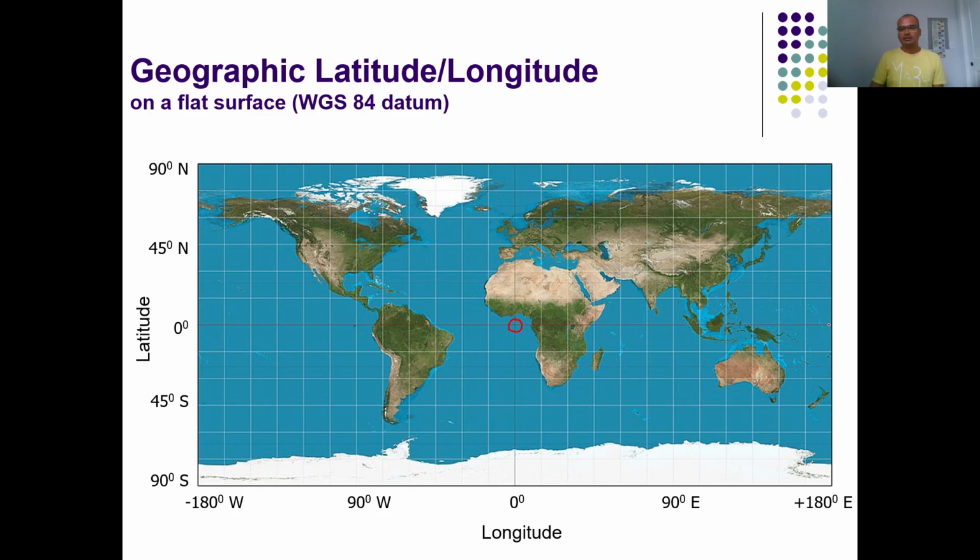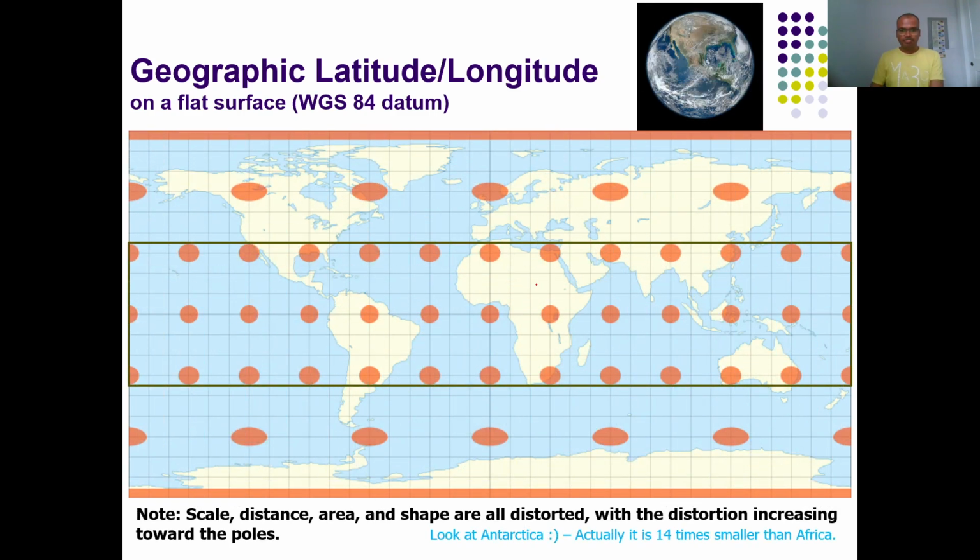So all locations on the Earth's surface can be referred to within this framework, and each location will have unique latitude and longitude values. So we call it the geographic latitudes and longitudes, or the geographic coordinate system. But keep in mind, the flat Earth surface is good if it is representing a smaller area. If it is a wider area, like covering the entire globe, you always encounter the problem of distortion in scale, distance, area and shape, because when you want to transfer a spherical body onto a flat surface, you have to make some compromise.